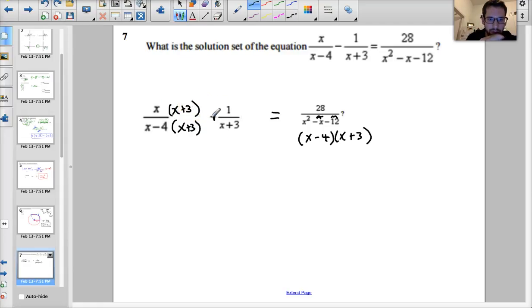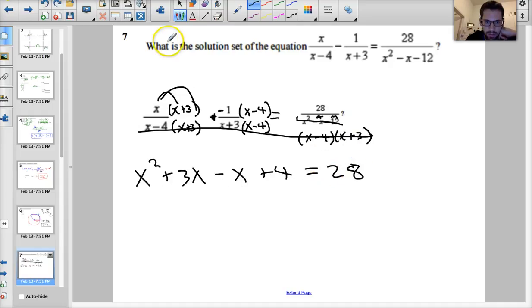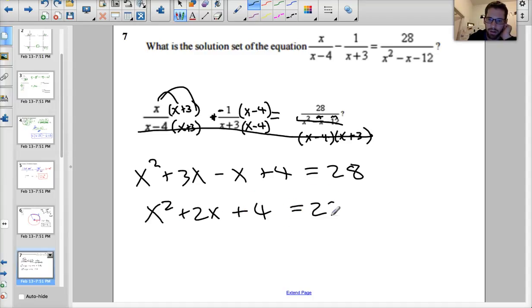Because this is subtraction, I'm going to change this to a plus and this to a minus, because adding or subtracting is the same thing as adding a negative. And then all this needs is an x minus 4. Now all my denominators are the same, so I can ignore them, and I will distribute. So this becomes x squared plus 3x minus x plus 4 equals 28. Combine my like terms, I get x squared plus 2x plus 4 equals 28.